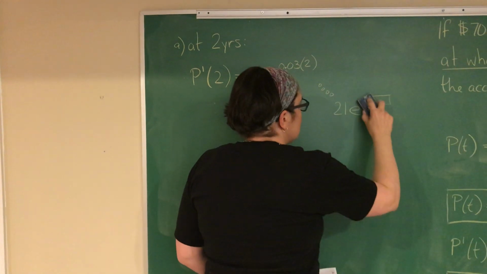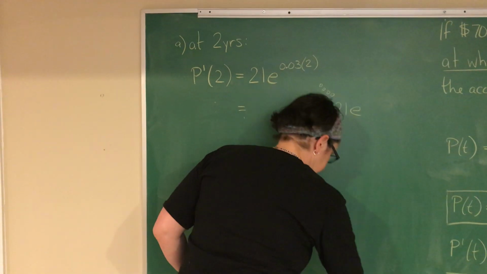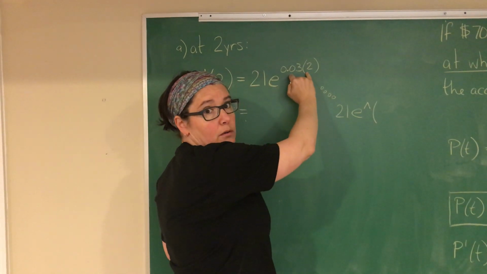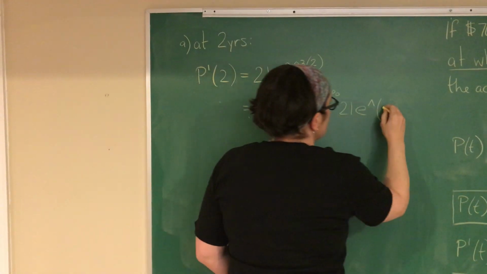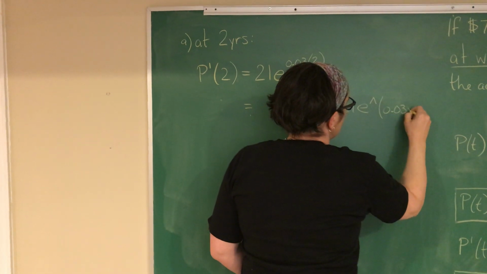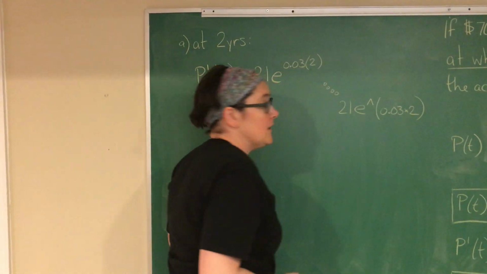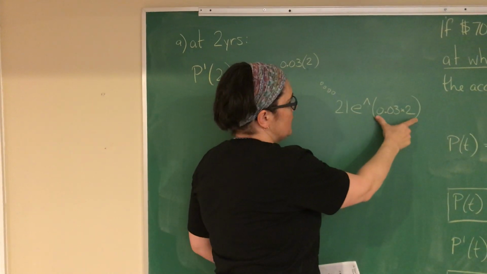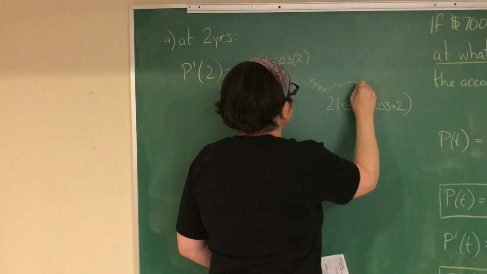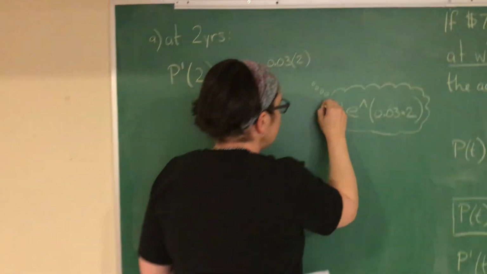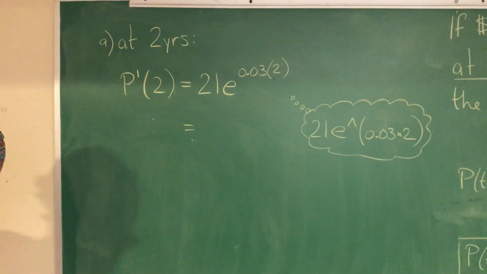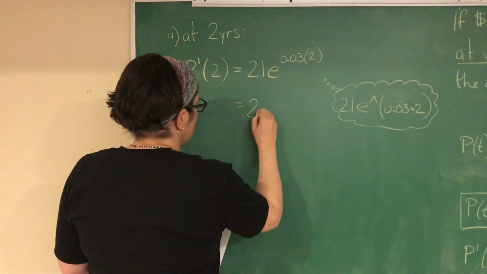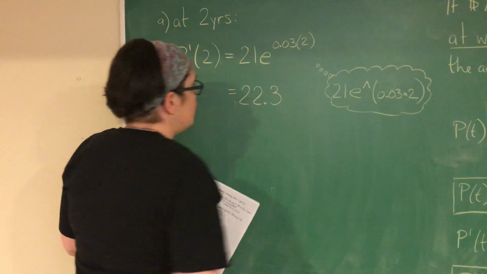And if it gives you the caret part, then make sure that you put this whole power in parentheses, so you would have 0.03 times 2 inside the parentheses. Otherwise, only the 0.03 goes into the power. So make sure you put that whole power in parentheses. All right, so once you type that in, you should check that you get the same thing that I do. What I got when I typed it into my calculator is 22.3.